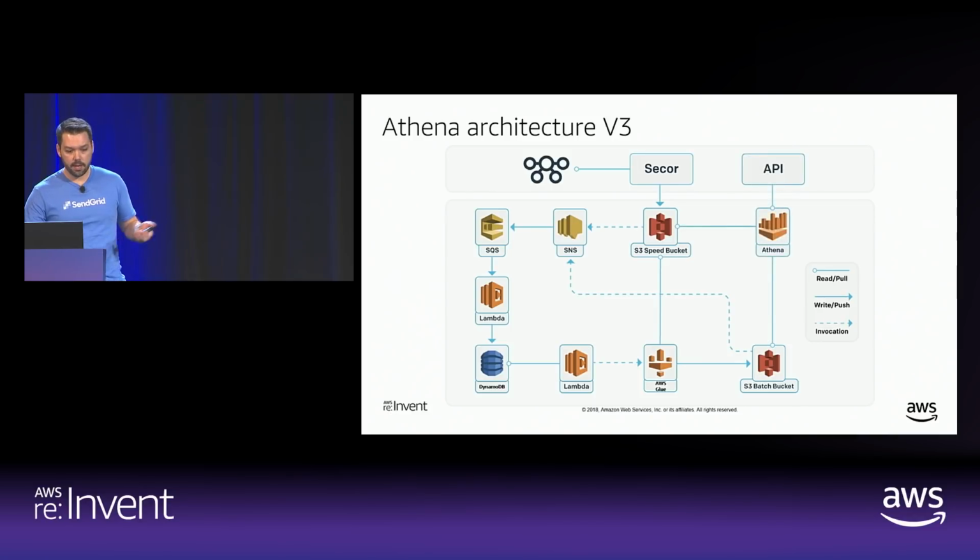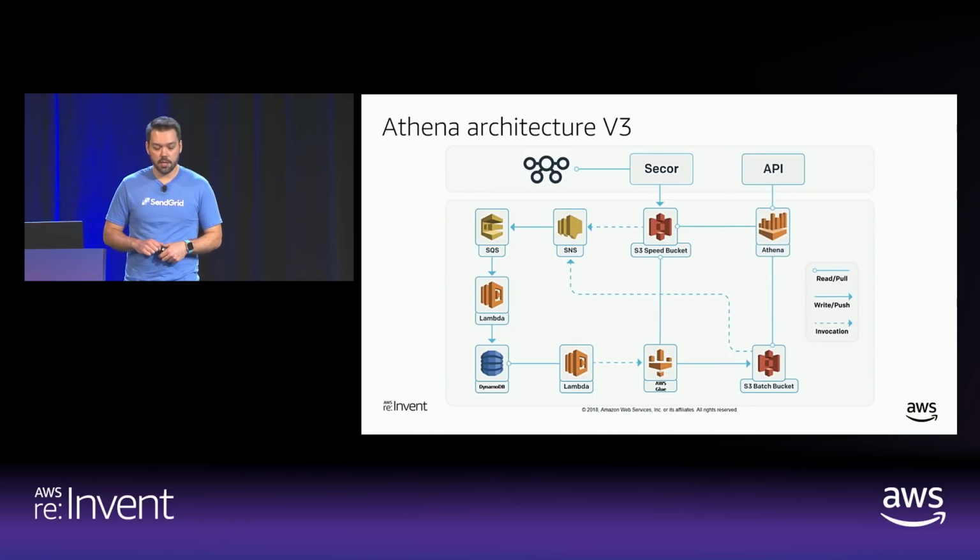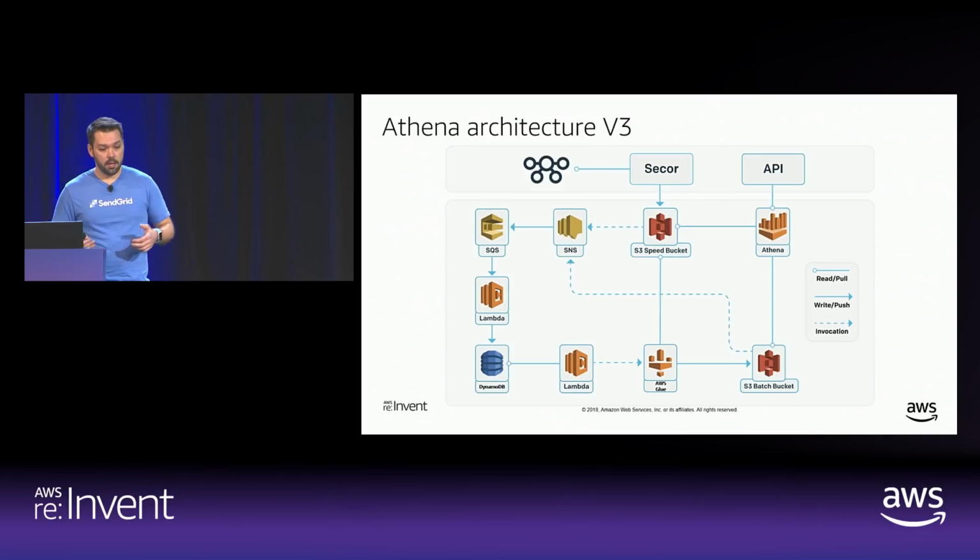And then as far as querying the data, it's exactly as the previous architecture. We still have Athena with two separate tables, one for the batch layer, one for the speed layer. And then it unions the results together and returns them up to the API. So this was our final architecture, and it's been in production for about 8 or 9 months now since we launched, and it's been working great.